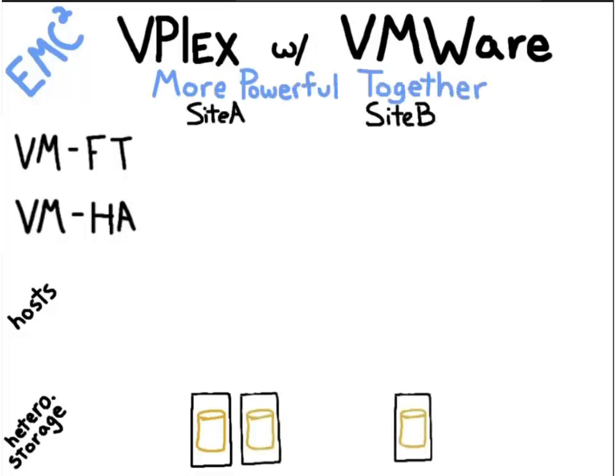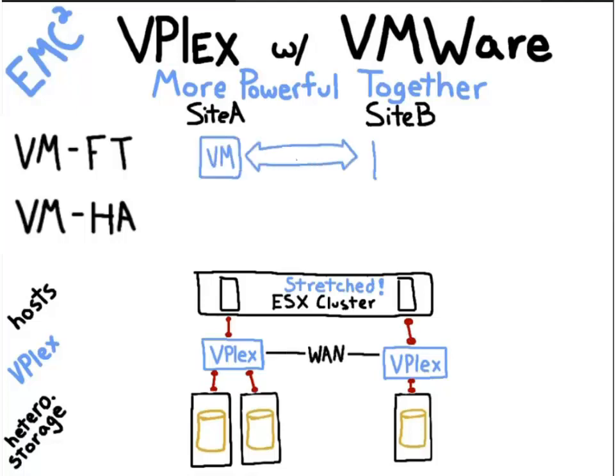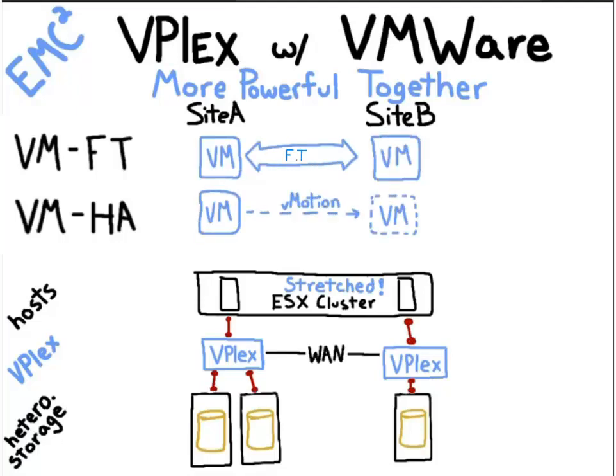If we whiteboard what VPLEX with VMware looks like, you can see that we have a very similar picture to what VMware looks like today, except that we can stretch this cluster across distances up to 10 milliseconds or 200 miles. The VPLEXs are connected via WAN. Because of the VPLEX virtualization capabilities and their active-active presentation model, the ESX cluster is unaware of the distance between the two sites. Typically, VMware would have challenges stretching an ESX cluster across distance.